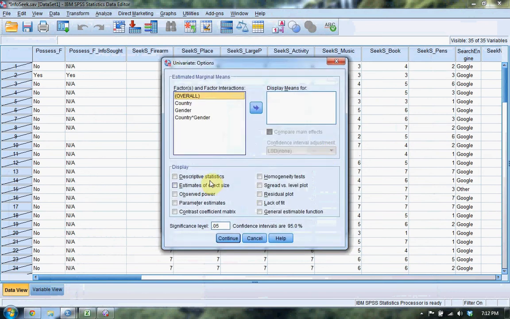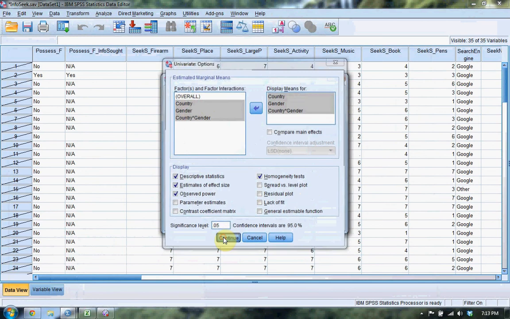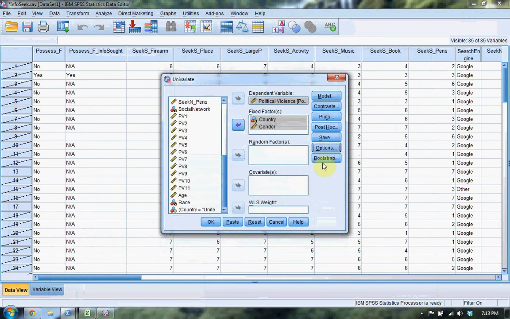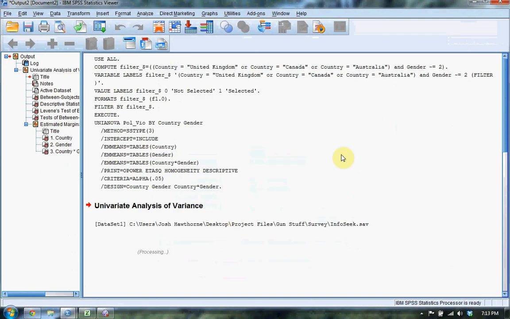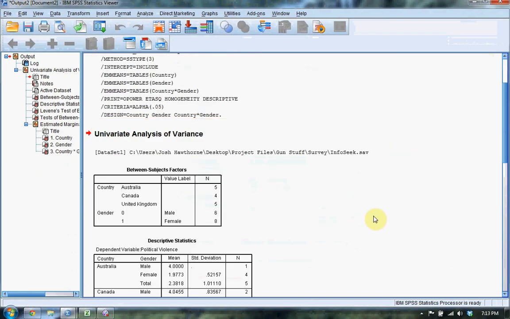We'll go to options, and we'll get our descriptive statistics with all of these. We'll just move them all over, and we can get the descriptive statistics, homogeneity test. Remember, that'll give us Levene's test. And we'll select estimates of effect size and observed power. Okay, so that all looks good. Don't have to worry about anything else right now. We'll click OK, and here we go.